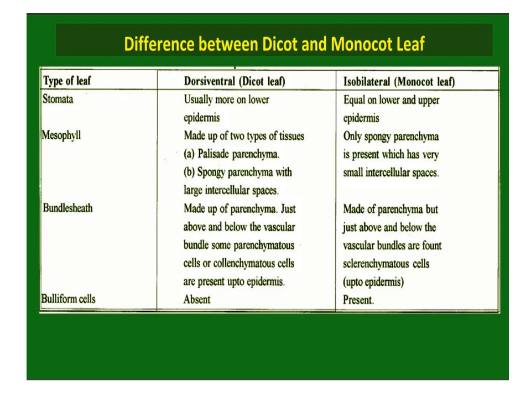Bundle sheath is made up of parenchyma. Just above and below the vascular bundle, some parenchymatous or collenchymatous cells are present up to the epidermis in dicot leaf, while in monocot leaf it is made up of parenchyma, but just below and above the vascular bundle sclerenchymatous cells are found up to the epidermis. Bulliform cells are absent in dicot, while they are present in monocot leaf.